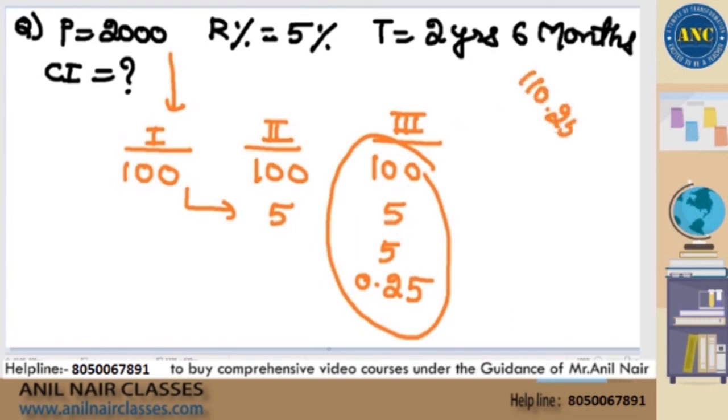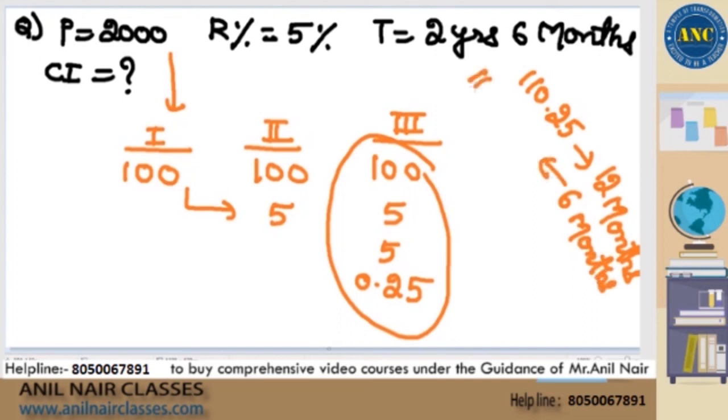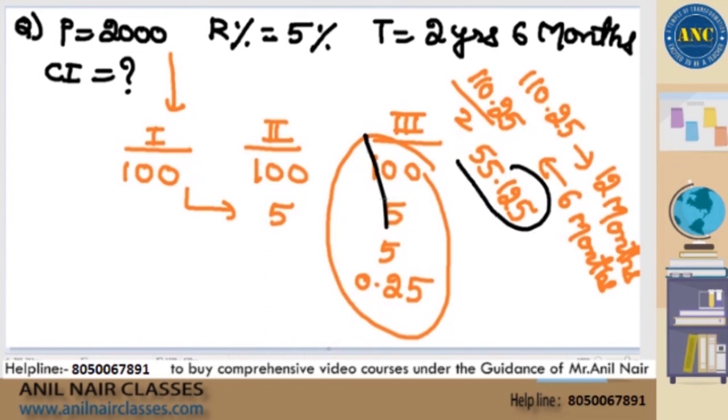110.25. It is for 12 months, but according to the question I require 6 months. If I require 6 months, we have to take half of it. 110.25 divided by 2 is 55.125. So remove this and replace it with 55.125.